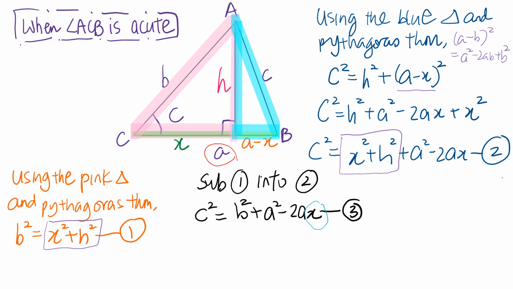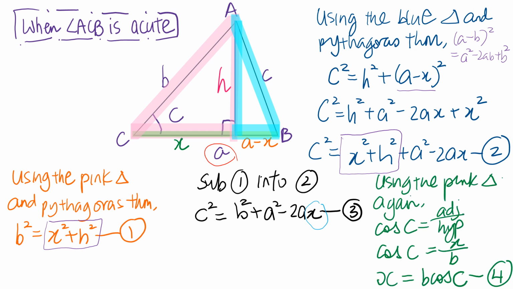Why is that so? Because the formula for cosine rule will just involve c squared, a squared, b squared. There shouldn't be any x or h there. Right, so how do I find x in terms of a, b, and c? That is when I have to use the pink triangle again, and that is when I need to apply the trigo ratio. Here I'm going to use cosine.